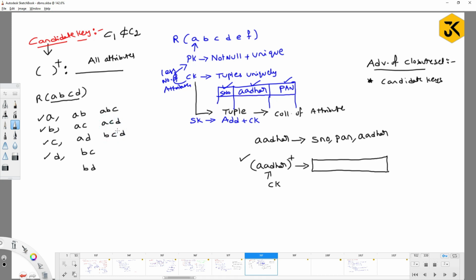Can you tell? We have discussed that also earlier, right? 2 power n minus 1 super keys are possible, right? Those are all I am writing, right? So ABC, ACD, BCD, and any other things are possible. Finally, ABCD. Am I right or not? So the entire relation will come under one super key also, right?